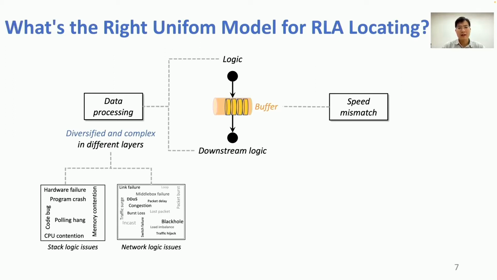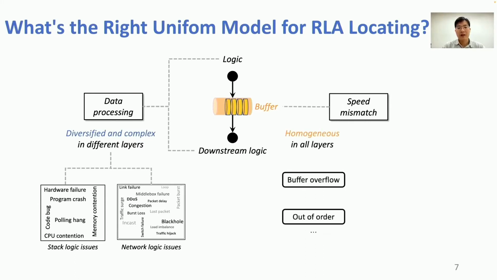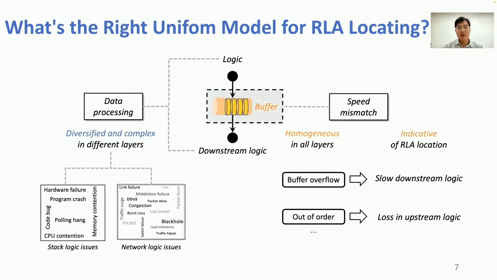On the other hand, buffers are often homogeneous in all layers, and they experience similar events like overflow or out of order. Moreover, events in buffers can indicate the location of RLA. For instance, buffer overflow often indicates slow downstream logic. So it is highly intuitive to choose buffers for locating.